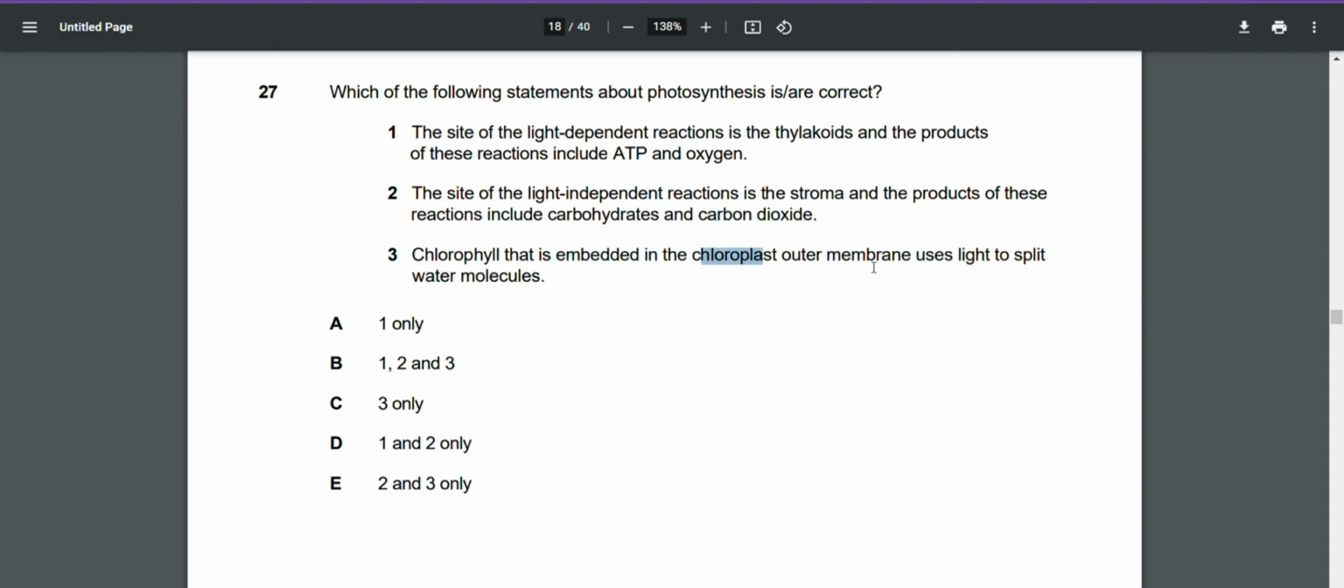3. Chlorophyll is embedded in the chloroplast outer membrane. No, it's not embedded in the outer membrane of the chloroplast. It's embedded in the thylakoid membrane. And if you want to complete it, its function is to split water molecules. Yes, that is its function. But still 3 is wrong because chlorophyll is embedded in the thylakoid membrane. So that leaves us with option A, 1 only. Only 1 is the correct answer.